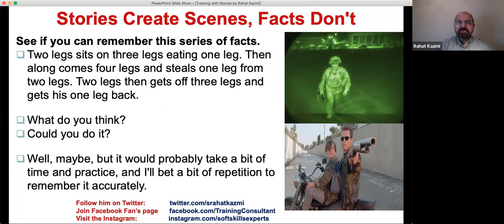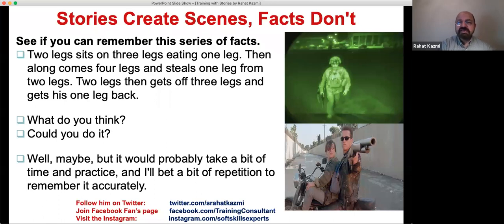I'm going to tell you a fact. I want you to repeat after me. When I finish, please can you repeat the fact after me? The fact is, 2 legs sits on 3 legs, eating 1 leg. Then along comes 4 legs and steals 1 leg from 2 legs. 2 legs then gets off 3 legs and gets the 1 leg back. What do you think, guys? Can you repeat after me? Let me repeat once more for you.